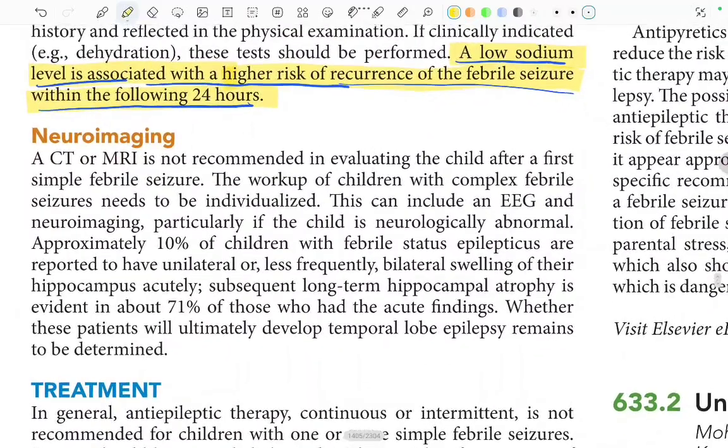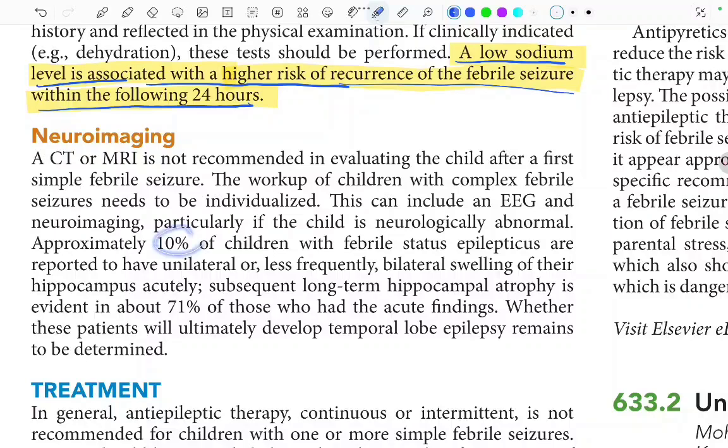Now coming to the neuroimaging, a CT or MRI is not recommended in evaluating the child after the first simple seizure. It is not recommended. Fine. The workup of a child with a complex febrile seizure needs to be individualized. This can include EEG and neuroimaging, particularly if the child is neurologically abnormal. Approximately 10% of the children with febrile status epilepticus are reported to have unilateral or, less frequently, bilateral swelling of the hippocampus acutely.